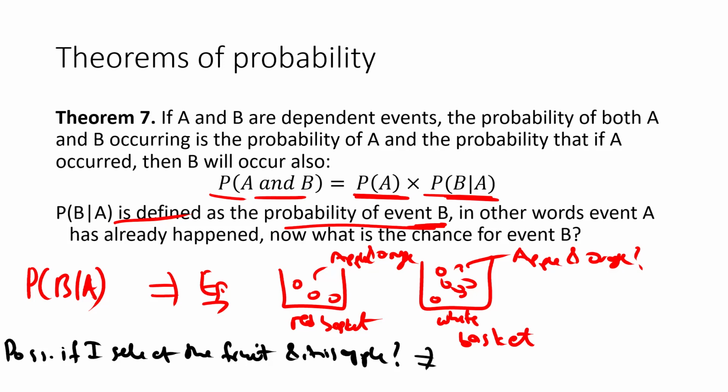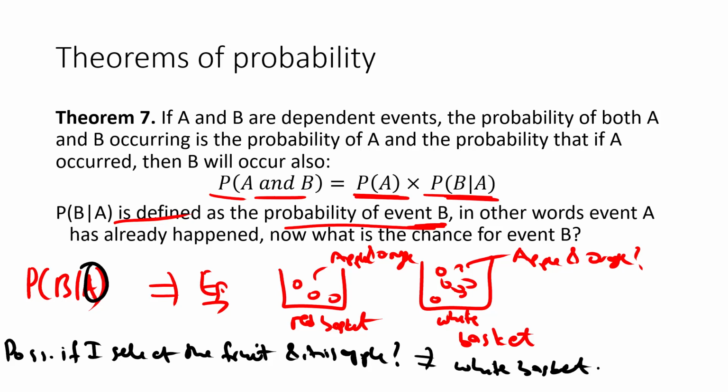If I say the white basket, and then I ask if the fruit is an apple, you see, I gave you one condition. That condition is A. A is given. What is the probability that I select a fruit and it is an apple, given that the basket is the white basket? I gave you the condition and then I ask you the question. So first I give you the condition.